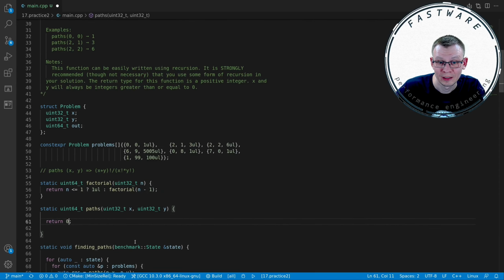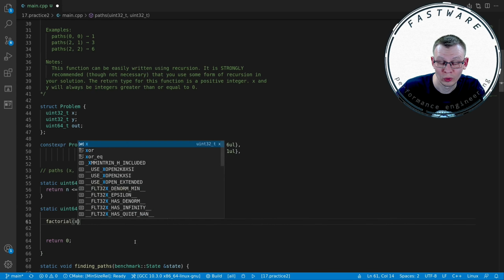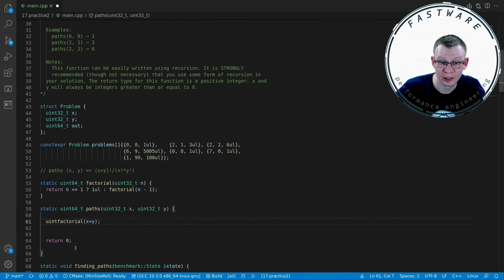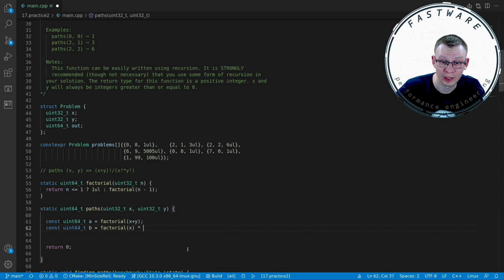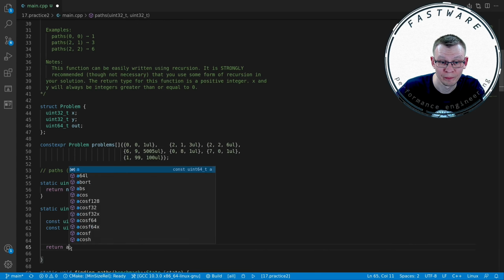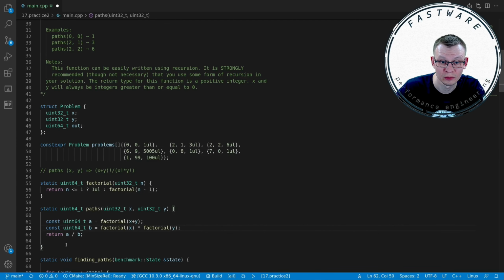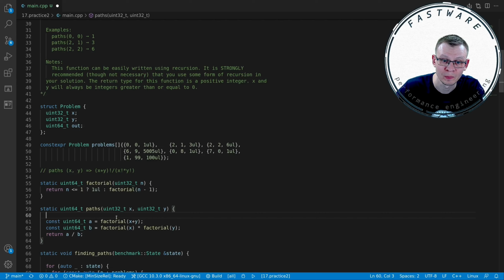And I continued by implementing paths. So in the numerator, I have (x plus y) factorial. And then in the denominator, I have x factorial times y factorial. And obviously the only thing left is to divide one by the other.